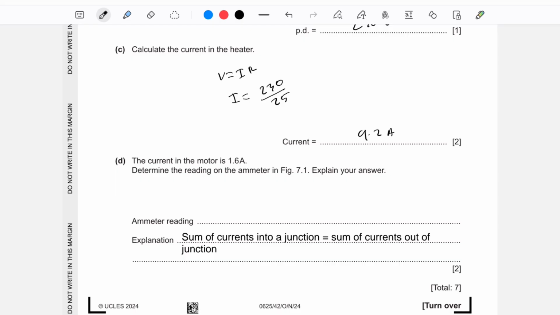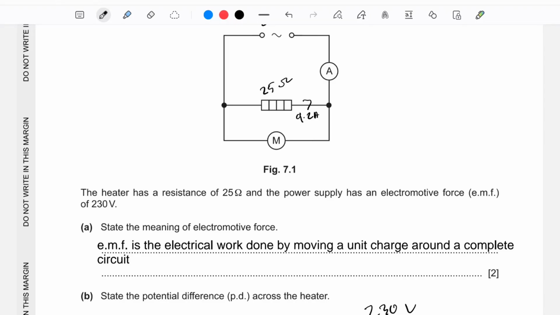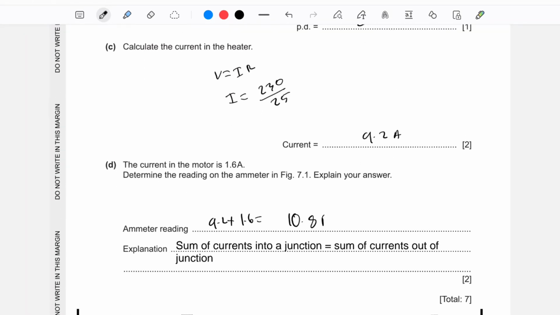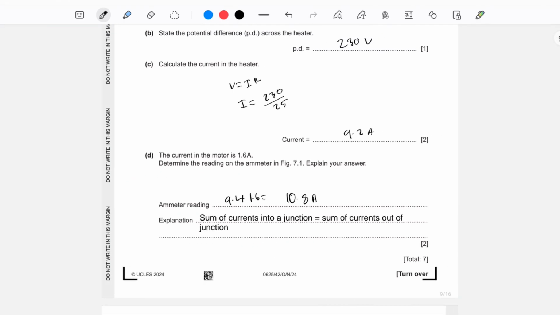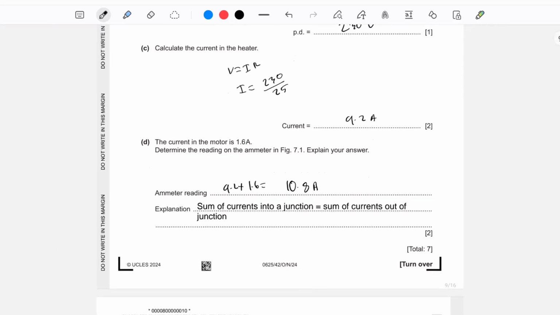Determine the reading on the ammeter in figure 7.1. Explain your answer. The current here is 9.2 amps, and in the motor the question says the current is 1.6 amps. These two would combine, so it would be 9.2 plus 1.6, and that would be the reading of this ammeter. And the explanation is sum of currents into the junction is equal to sum of currents out of the junction.